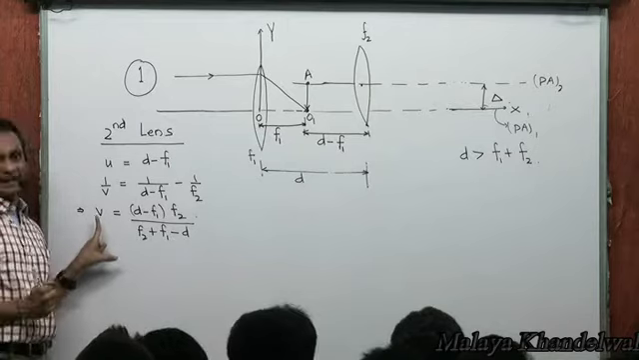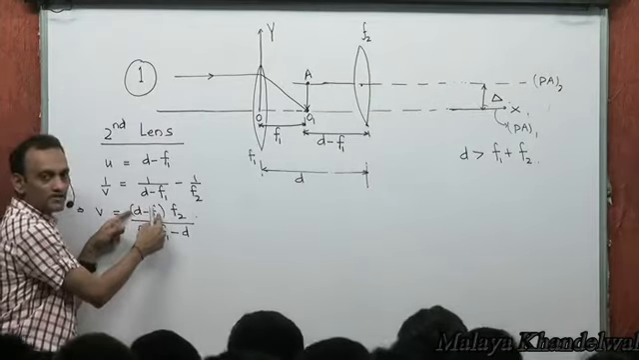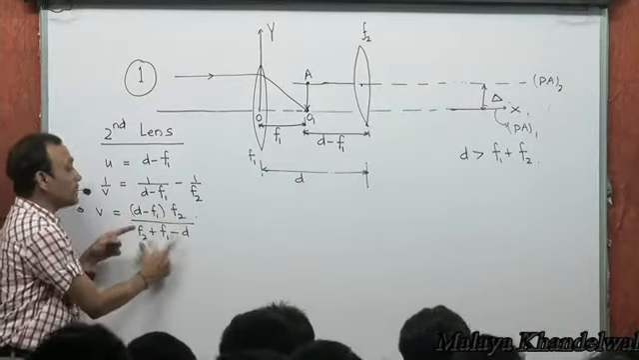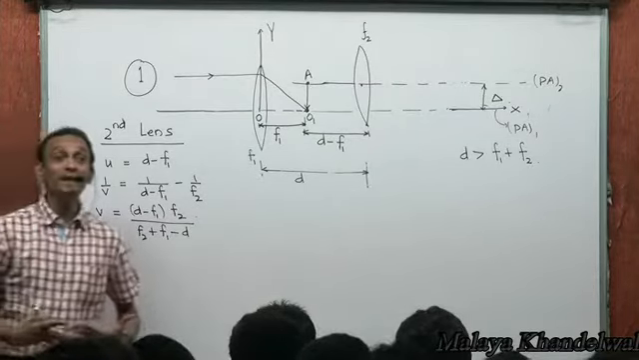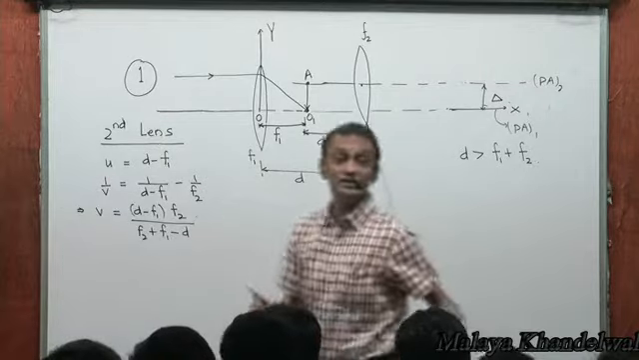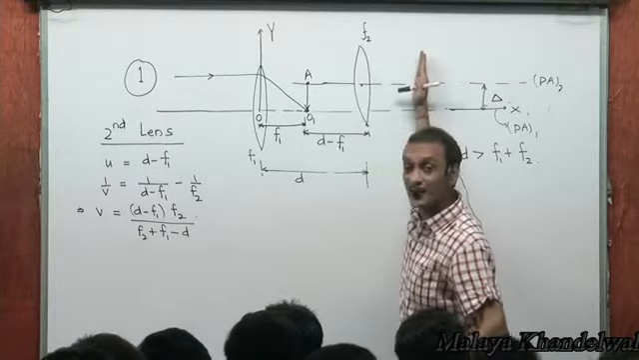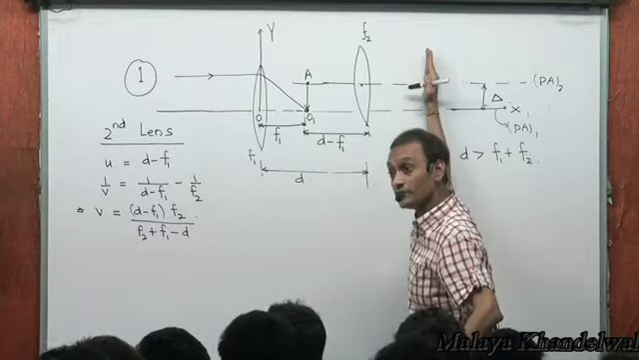v turns out to be negative. See, d minus f1 is a positive number, f2 is a positive number, but f1 plus f2 minus d is a negative number. v is negative. That means a real image is formed in this case. The image is formed on this side.